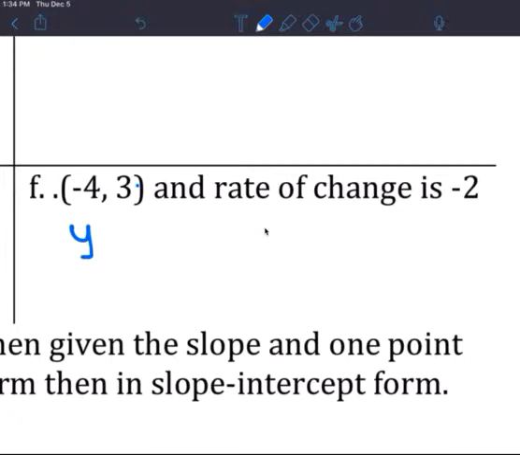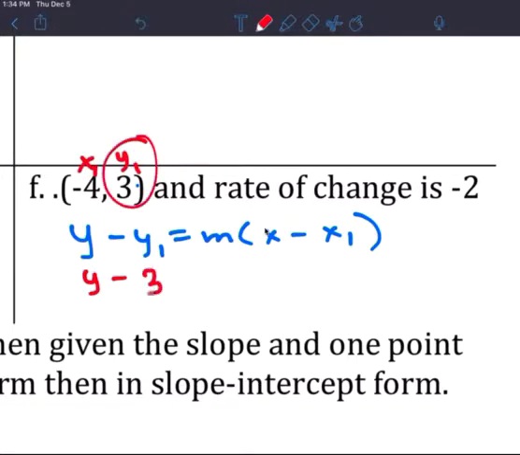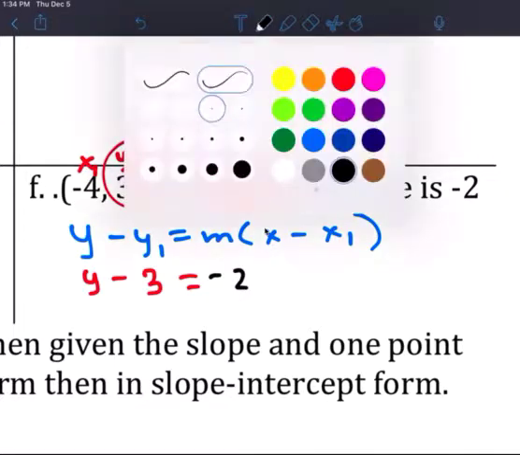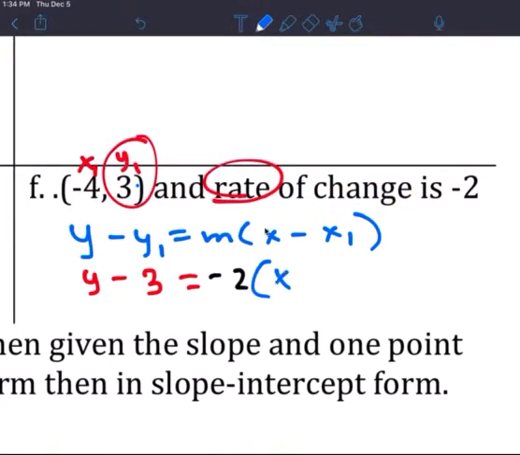F, same thing. First is the formula. I know kids, when they first learn it, don't want to write the formula, but it's best to write the formula so you can memorize it better. So here you would do y minus y sub 1, where x sub 1, y sub 1 is 3, equals m. M is the rate of change, same thing as slope. It's negative 2 parentheses x minus x sub 1, which is negative 4. Additive inverse, plus a negative, plus a negative. Okay.